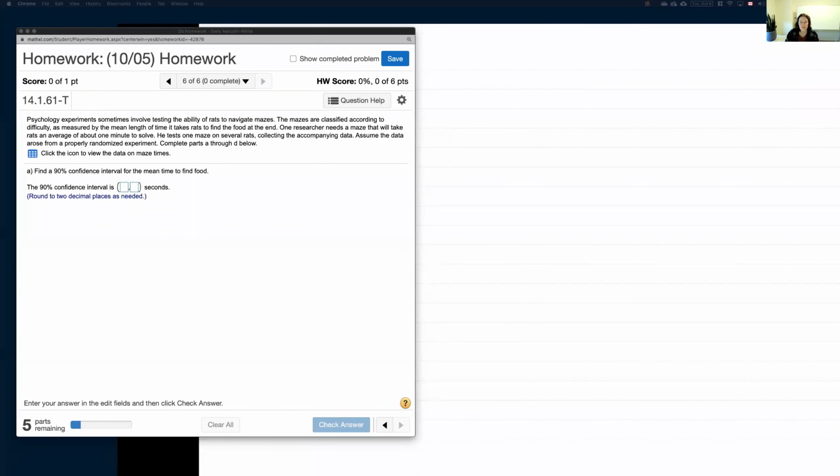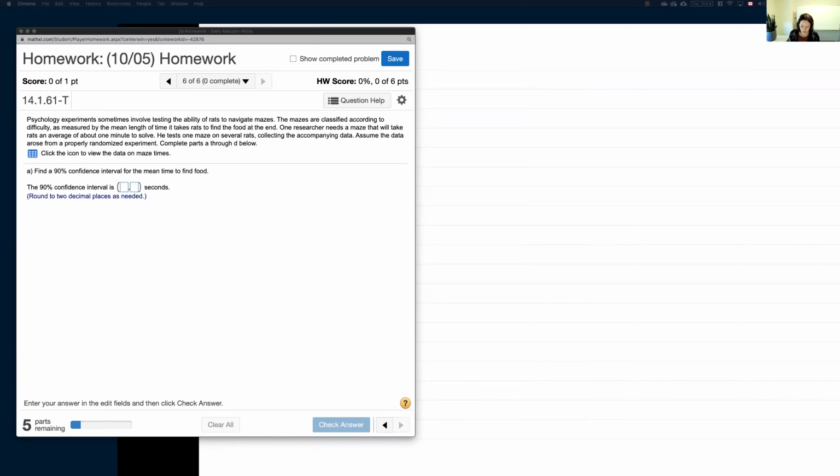Hey, so I just wanted to take a few minutes to go over number 6 from the homework. I think it was a tricky one that people were getting frustrated by, so I just wanted to take a minute to go over it. So this one was looking at an experiment, and we were trying to estimate the average amount of time it takes the rats to go through a maze or find food by going through the maze.